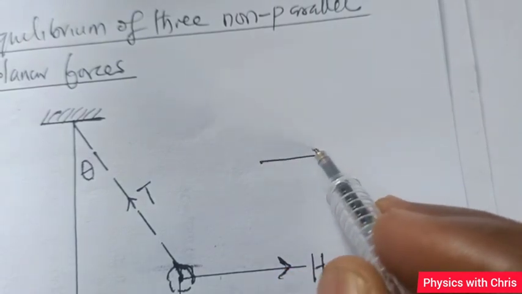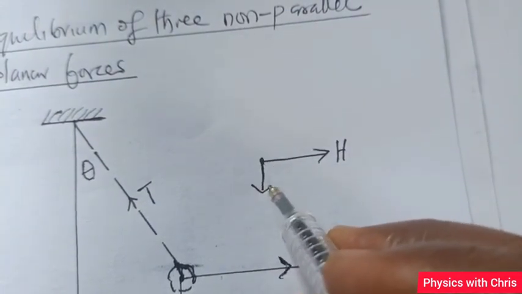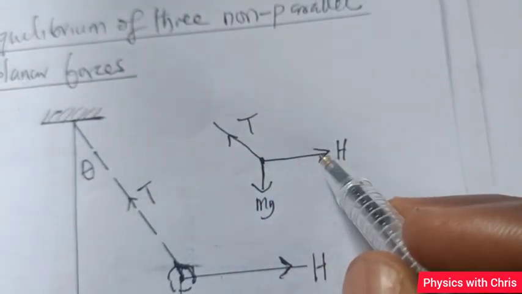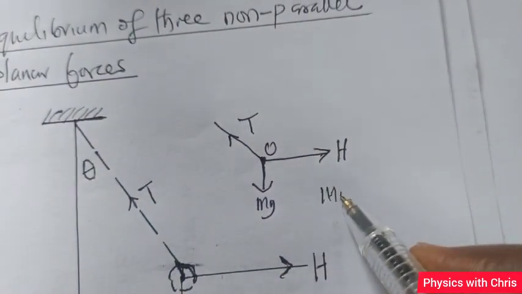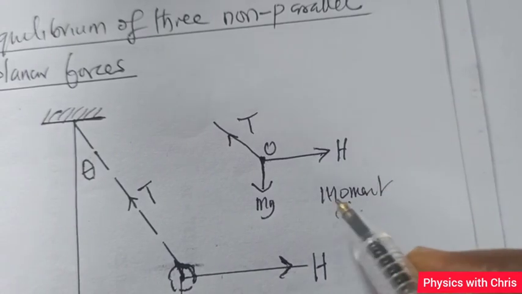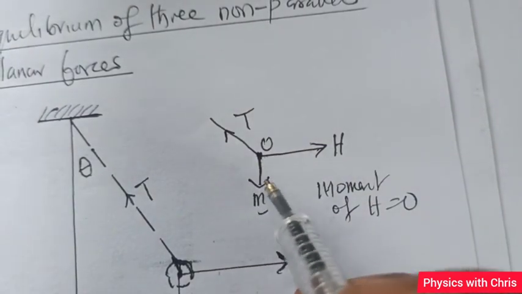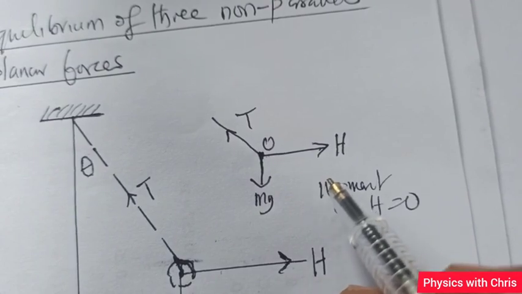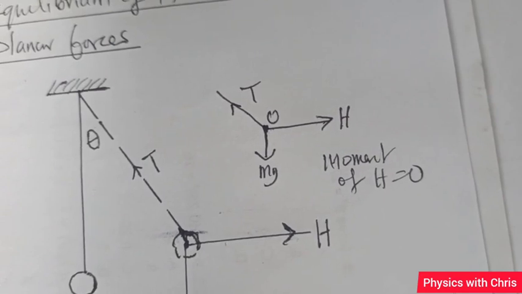So let me just redraw the diagram briefly here. Let's say this is my force H acting at this point, the weight of the body at the same point, and force T at the same point. So if I take the moment of any of the three forces, let's say the moment of H about this point O, where the object is, where the three forces are acting, the moment of force H gives me 0. Moment of H about point O gives me 0 because there's no perpendicular distance measured from the line of action. And the one thing about moment is that when the moment of a force is taken about the same point that the force is acting, the moment is equal to 0.